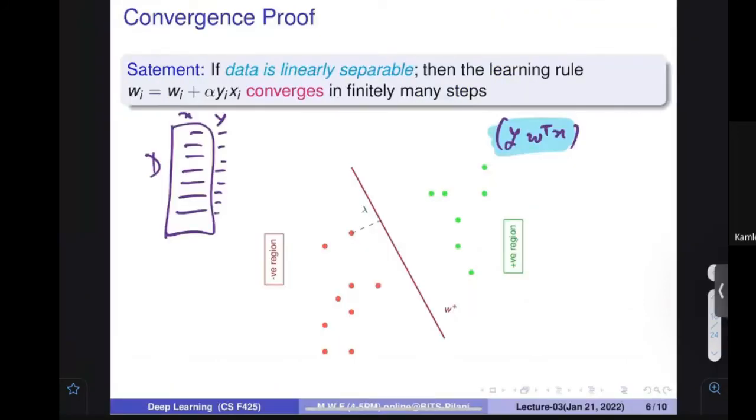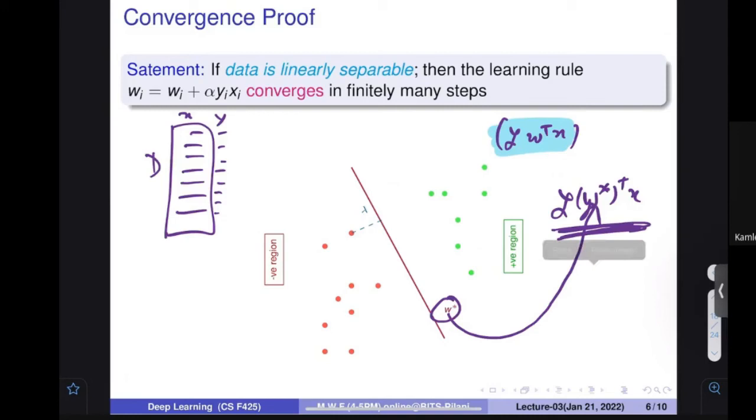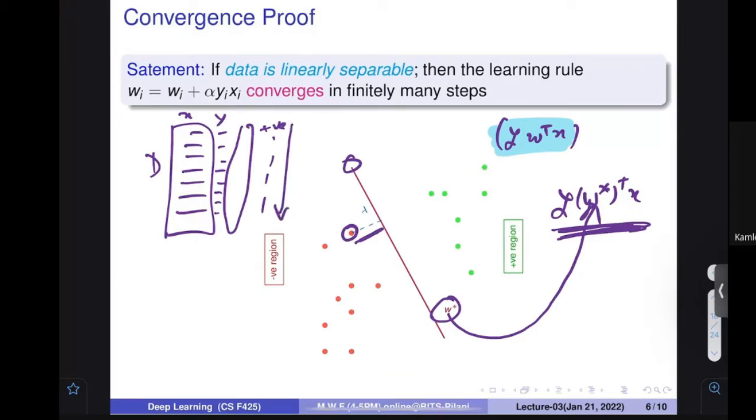Let me just focus on W star transpose x into y, because this is the W star that I have. What is this value? With respect to this particular plane, all the points are rightly classified, so everywhere there would be some positive value. Multiple positive values are there, and one of them is going to be the smallest. I don't know which point, but for the sake of discussion, let me say there is a point for which this quantity is the smallest, and this value is lambda.